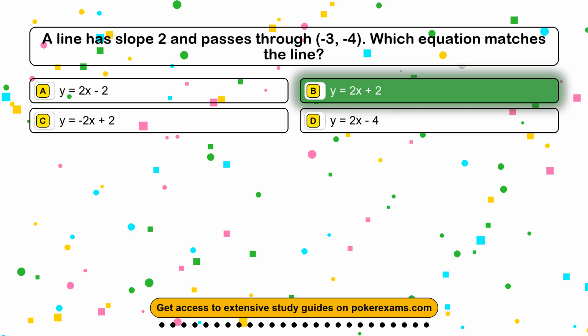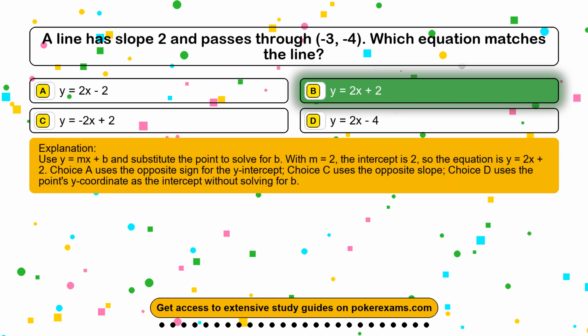The correct answer is option B, y equals 2x plus 2. Use y equals mx plus b and substitute the point to solve for b. With m equals 2, the intercept is 2, so the equation is y equals 2x plus 2. Choice A uses the opposite sign for the y-intercept, choice C uses the opposite slope, choice D uses the point's y-coordinate as the intercept without solving for b.